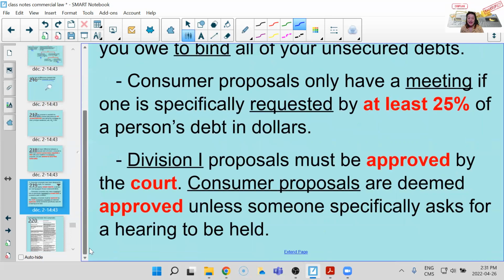In a Division 1 proposal, first there's a creditors' meeting. The creditors must accept. If they accept, the proposal goes through, but it still needs to go to court, and then the court needs to approve the approval from the creditors' meeting. In a consumer proposal, the court is deemed to have approved, unless it is proven otherwise. The court may hear it, but otherwise it's rubber stamping. Again, it costs less money because rubber stamping is less expensive than having an actual hearing.